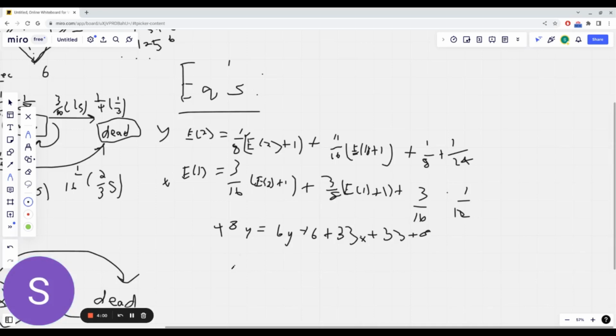And then the second equation, we multiply by also 48. So we have 48x is equal to 3/16 becomes 9. So it's 9y plus 9 plus 3/8 becomes 18. So 18x plus 18. And then 3/16 becomes 9, 1/12 becomes 4, so it's 13.